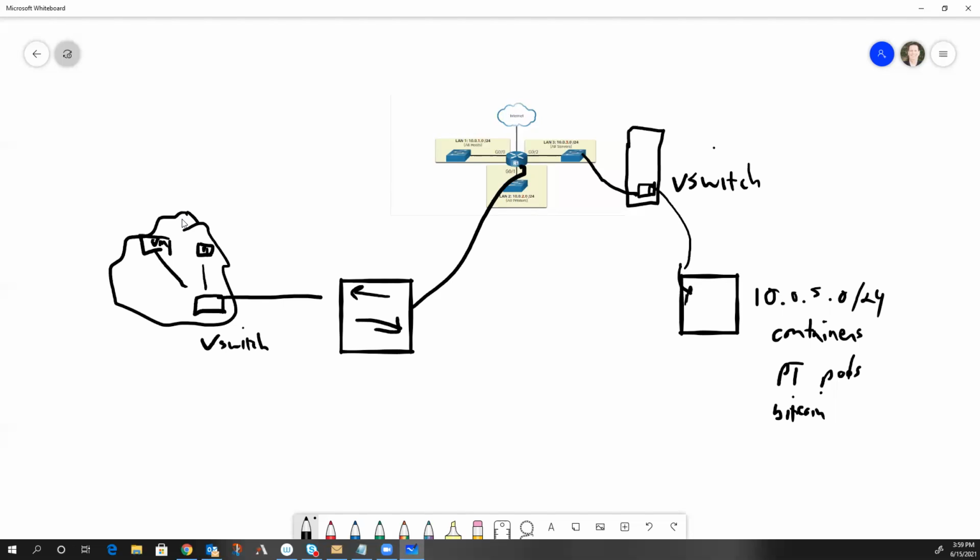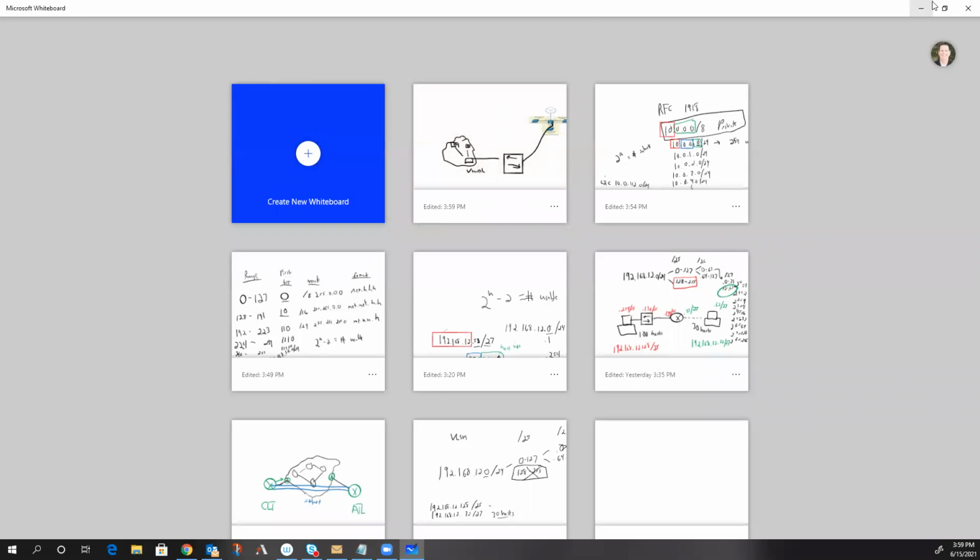Does that make sense? Yes, that's excellent. Excellent. In fact, we do that right now inside of all of our networks. We have multiple different inside subnets that we use for our virtualization components.